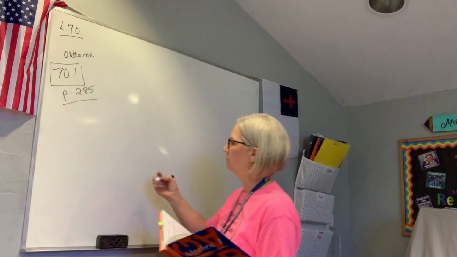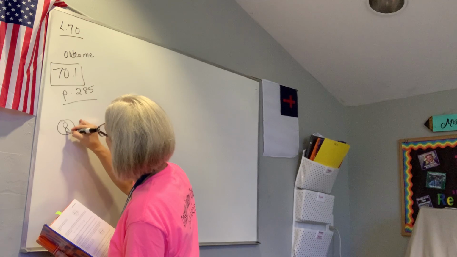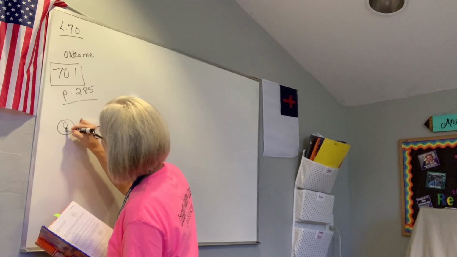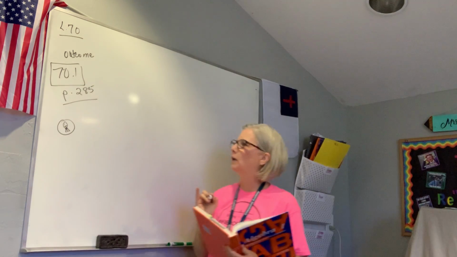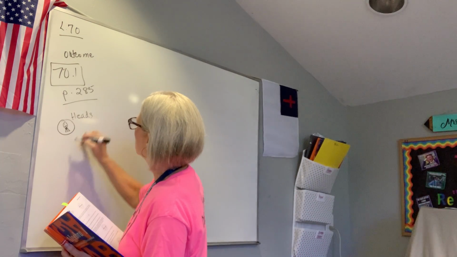Let's say that we toss a coin. Here's my little coin. We'll say it's got a little president on there with a tie on. He's smiling. Okay, there's my coin. This is heads. What's on the back of a coin?